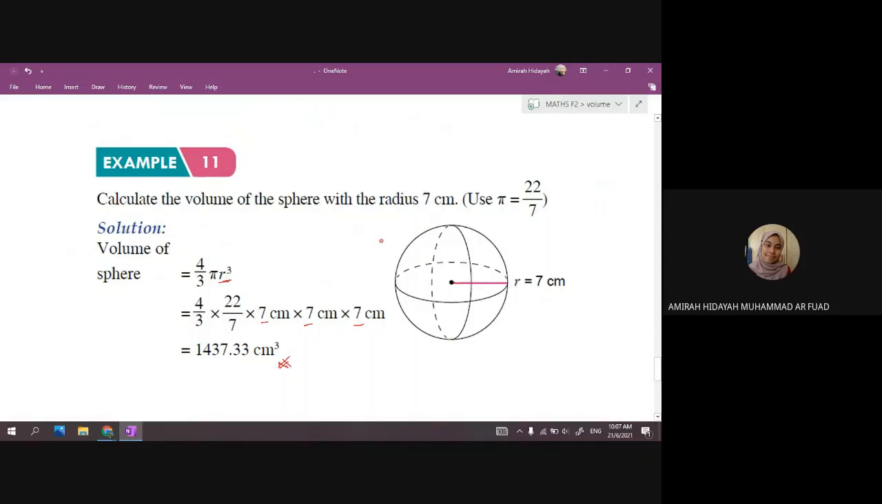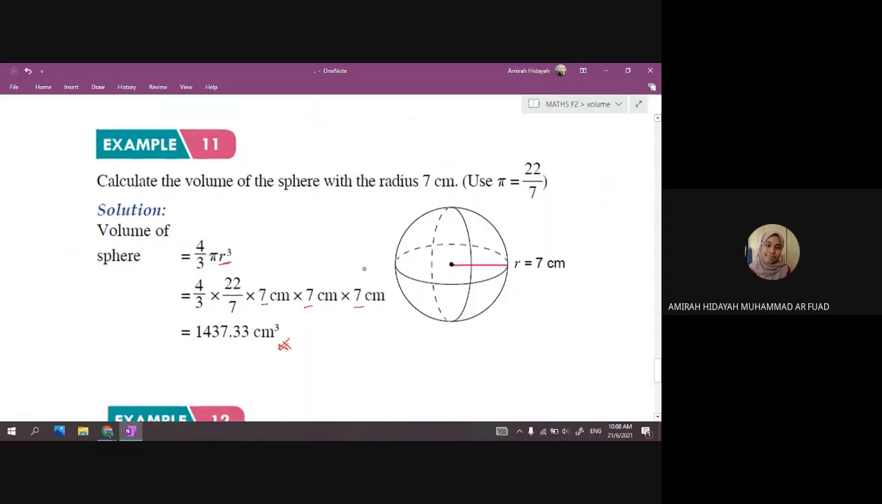Easy, right? I think the easiest one is to find the volume of sphere, because usually the value for radius will be given, so you can just easily plug into the volume, the formula of volume of sphere.